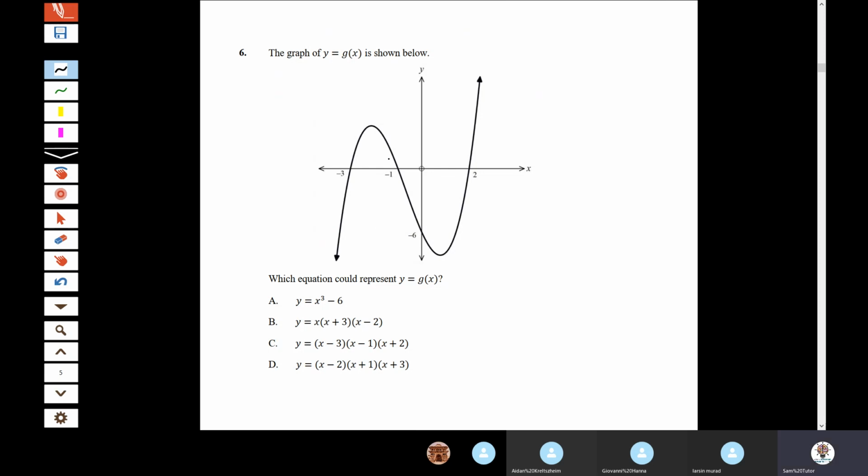What about if it was -1? Is it x plus 1 or x minus 1? X plus 1. So this is going to be +1. This is going to be x plus 3. And this is going to be x minus 2. So straight away, you would know that it's not this one. Obviously not this one. X plus 3, x plus 1, x minus 2. It's D.